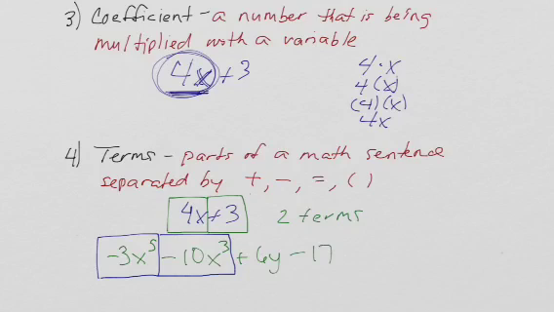And then this plus sign is the start of another term that ends when it hits the next plus sign, minus sign, equal sign, or parenthesis. And then this minus sign is the start of the next one. And you can see that this would be a math sentence that has 4 terms. Right? The terms, again, are broken down into pieces with plus signs, minus signs, equal signs, or parentheses.